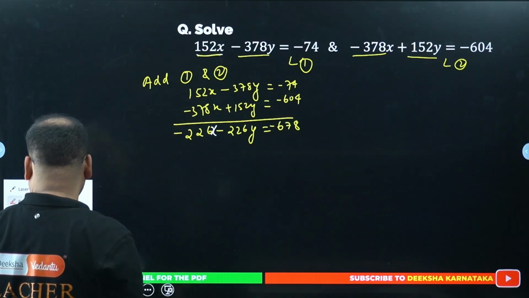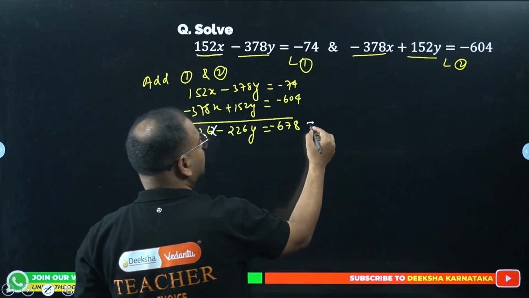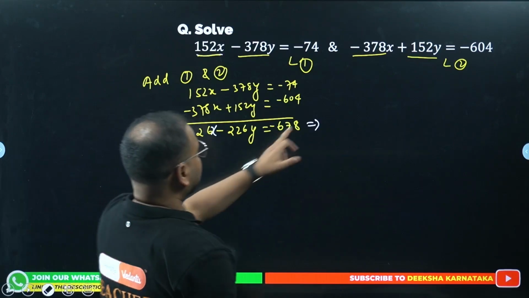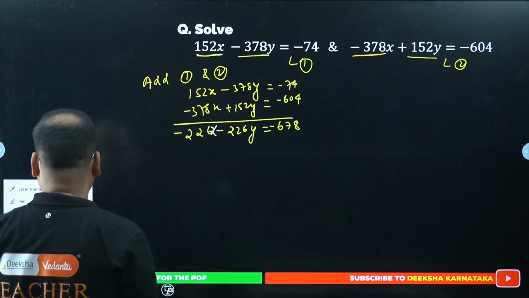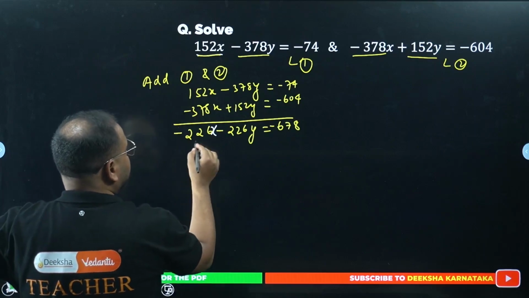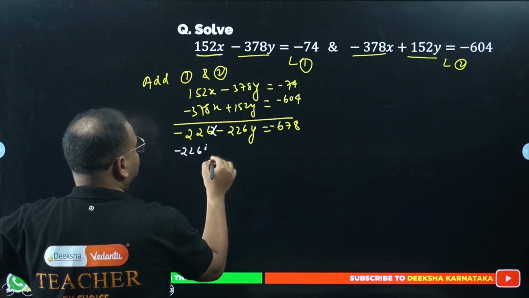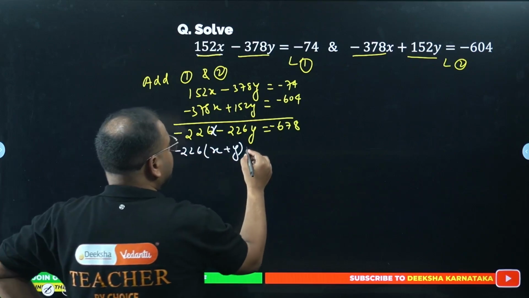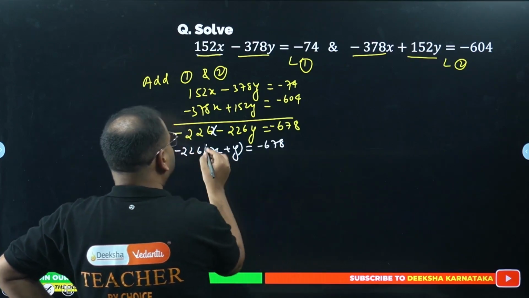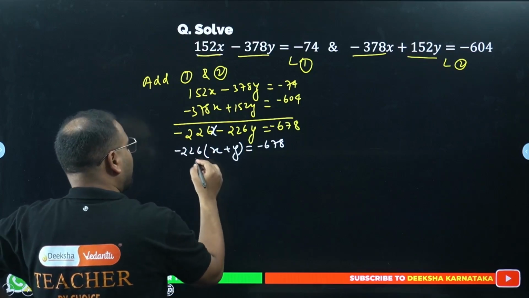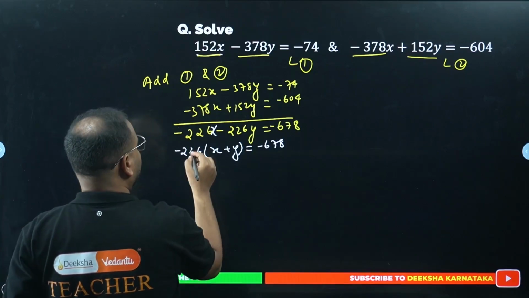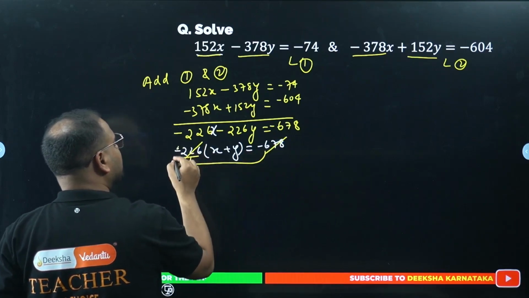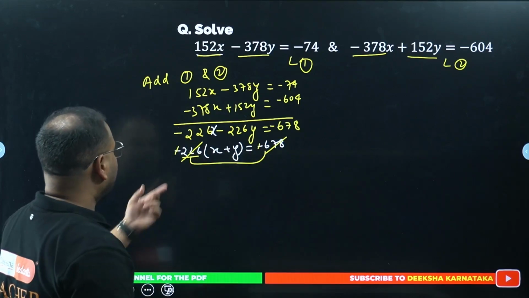What can we do? Take these two common here. Let's continue from here only. So if I take minus 226 common, what do I get? x plus y, because I have taken minus also common. This will be minus 678. Bring that over here and cancel it. If you bring this whole thing over here, the minus and minus will get cancelled, right? And you will get what?